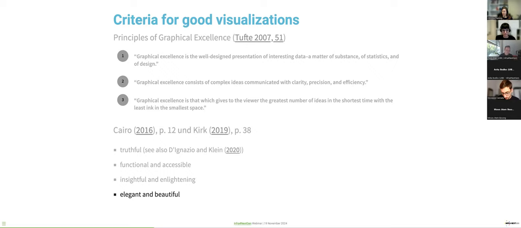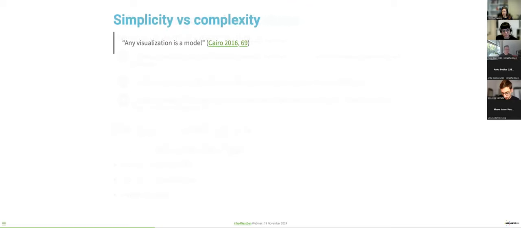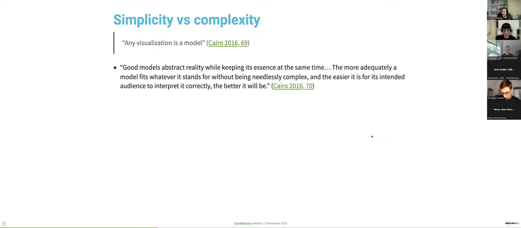Let me go on to the problem of simplicity versus complexity, because as you already heard here, following Tufte, good graphs are graphs that convey the greatest number of ideas in the shortest period of time with the least ink and in the smallest space. So it's somehow a trade-off between what you want to say, as much as possible, and how you say it. So between simplicity and complexity. And as Cairo argues, any visualization at the end of the day is a model of reality. And it's up to you, it's your decision to decide how much of reality you want to show viewers and how abstract the visualization has to be so that viewers at the end of the day get the message right. And Cairo argues in this context that good models abstract reality while keeping its essence at the same time.